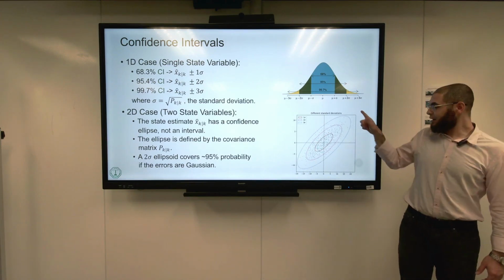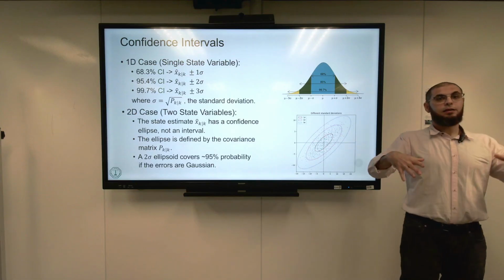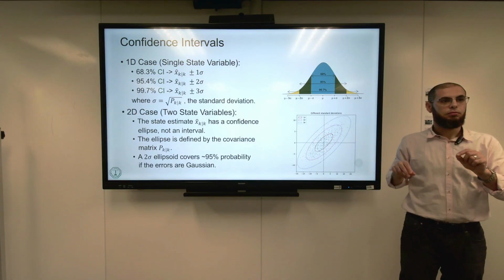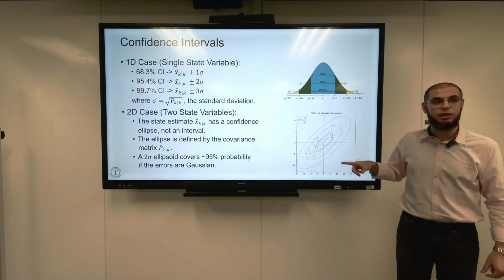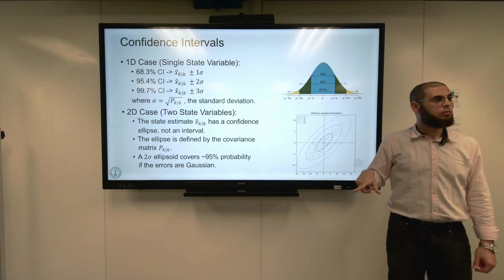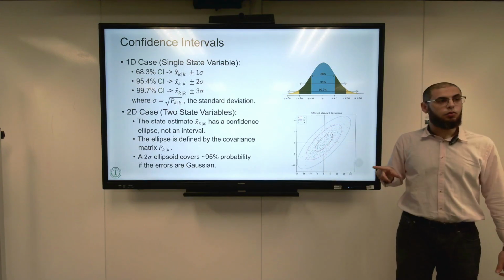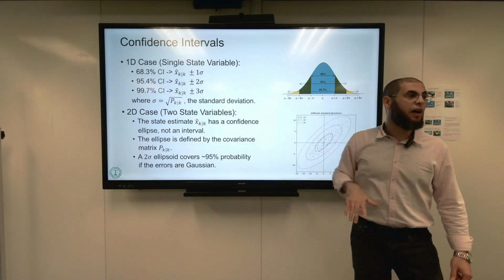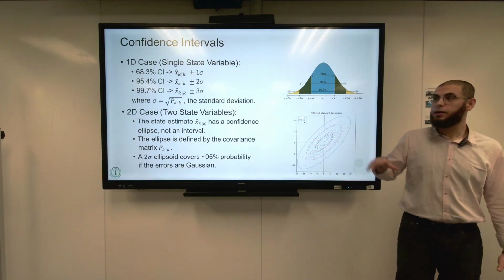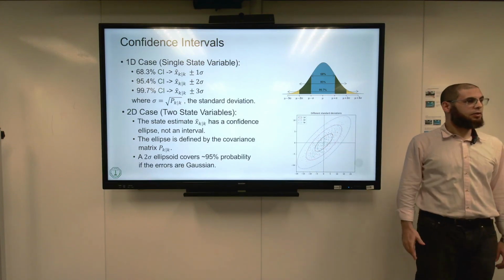Okay? So the 3 sigma ellipse is where 99.7% of all of the dots, which are all of the x and y values here, will live. And the pink one, this dashed one here, is where 95% will live, and the 1 sigma is where about 68% of the values will live. Okay.